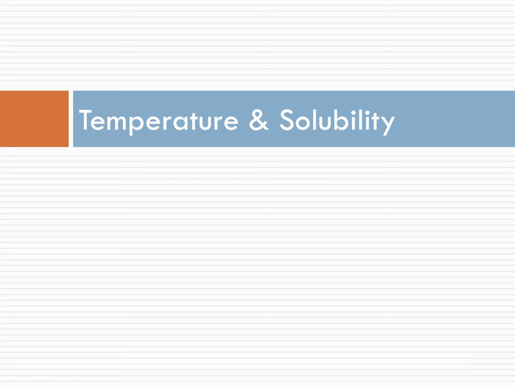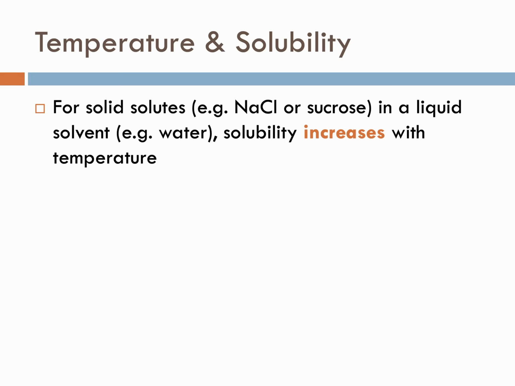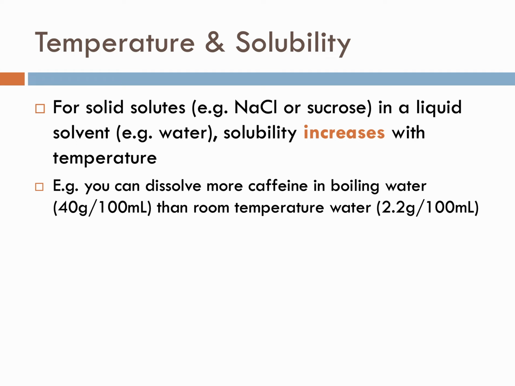So today we're learning about how temperature impacts solubility. For a solid, like salt or sugar in a liquid like water, the solubility will increase with temperature. As an example, you can dissolve a lot more caffeine in boiling water than in room temperature water. And you've definitely experienced this if you've ever tried to make coffee in regular room temperature water. It doesn't work. You don't get a delicious coffee at all.